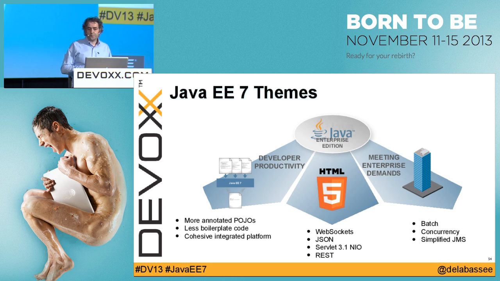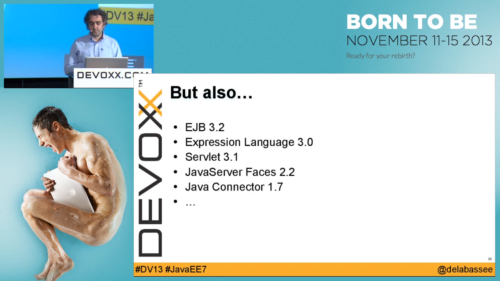So it's time to wrap up. Java EE 7, the big themes: HTML5, developer productivity, and we continue to add new enterprise features. Batch and concurrency are a good example. There is way more than that. I've just barely scratched the surface. I haven't talked about EJB 3.2, Servlet 3.1, connectors, and so on.